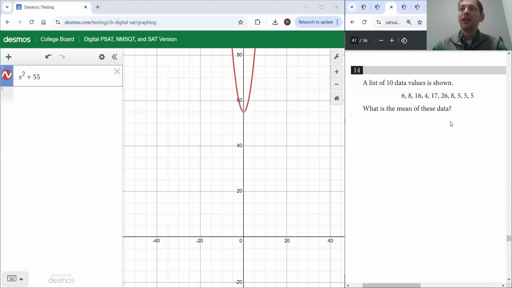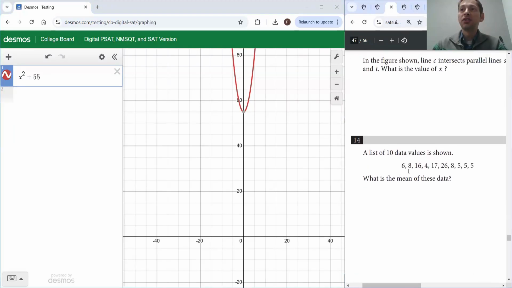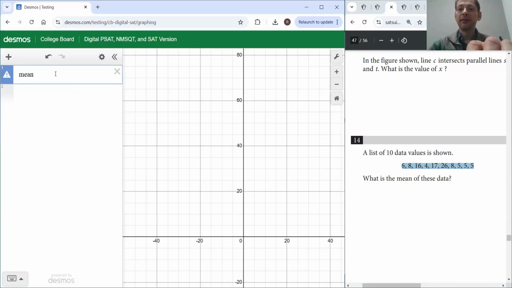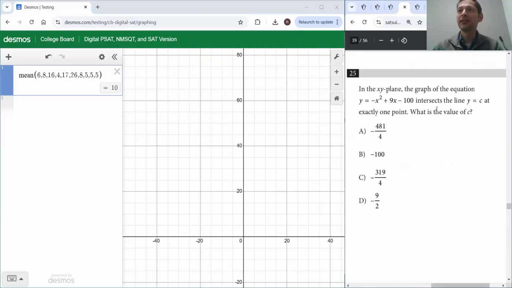What else? Here, a list of 10 values is shown below. What is the mean of these values? You're just going to love this. Watch. All I have to do is type in mean, paste the numbers, boom, gives me the mean, 10, easy. It's actually faster to do it this way than actually putting it in my calculator. All right, let's move on to the next question.